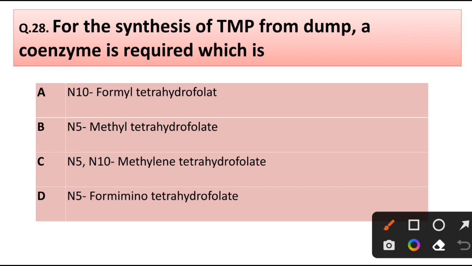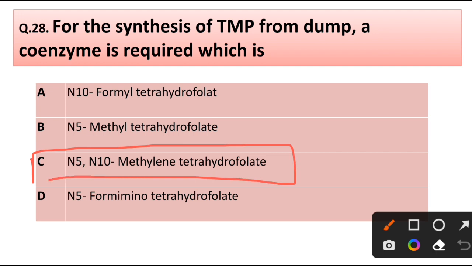Question number 28. For the synthesis of TMP from dUMP, a coenzyme is required which is N10-formyl tetrahydrofolate, N5-methyl tetrahydrofolate, N5,N10-methylene tetrahydrofolate, or N5-formimino tetrahydrofolate. Correct answer is option C, N5,N10-methylene tetrahydrofolate.